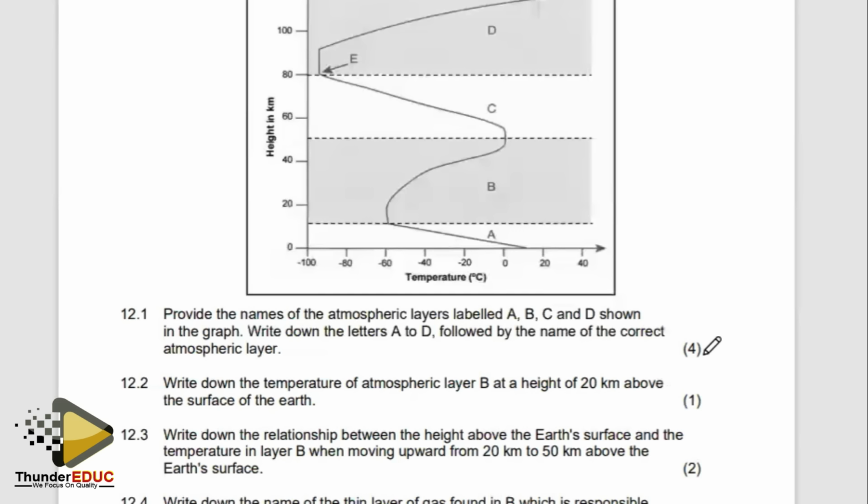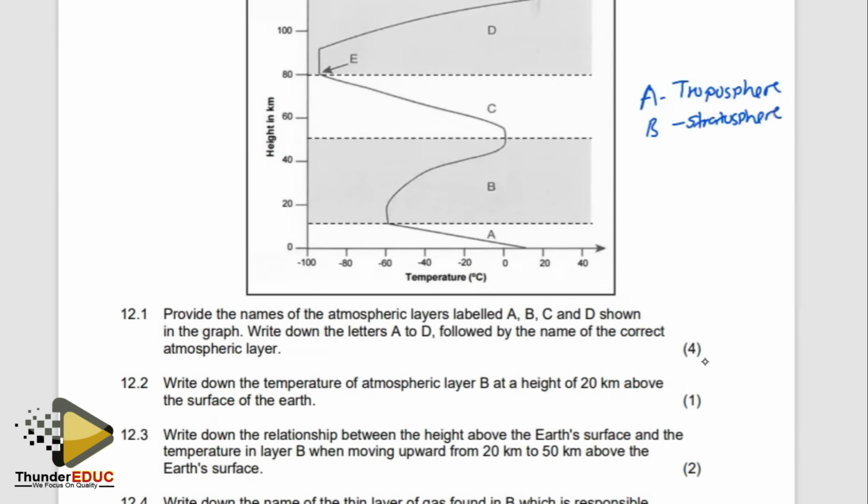Okay, so let's go on to check what is our A then. What is our A? A is the layer that is next to the Earth. So it's the troposphere. And we'll move on to B. What is B then? From the troposphere, we move on to the stratosphere.